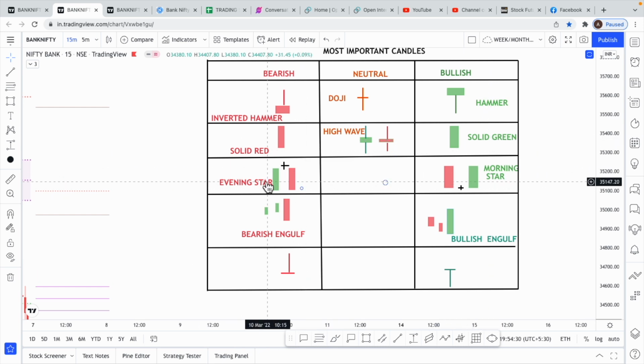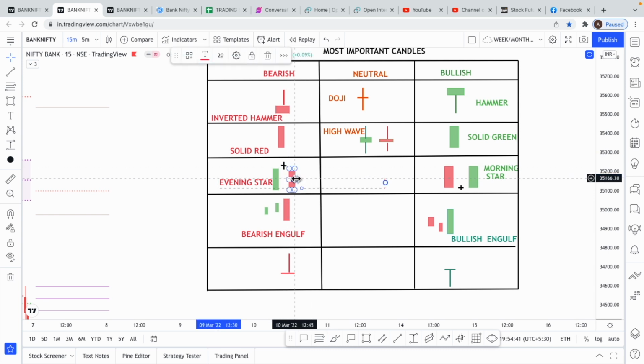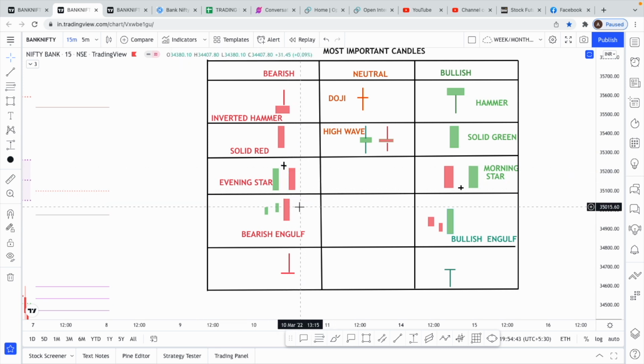Then the most important on the bearish side, we have something called an evening star. What is the evening star? You will have a green candle, you will have a small doji, and you will have a red candle. Okay, this is called an evening star. It can be as perfect as this.